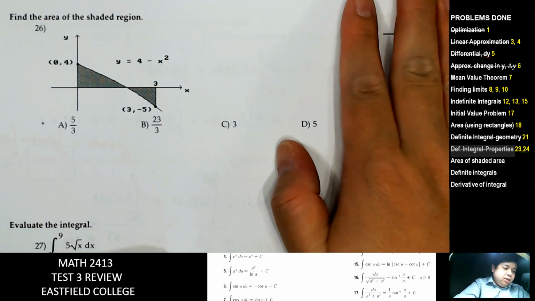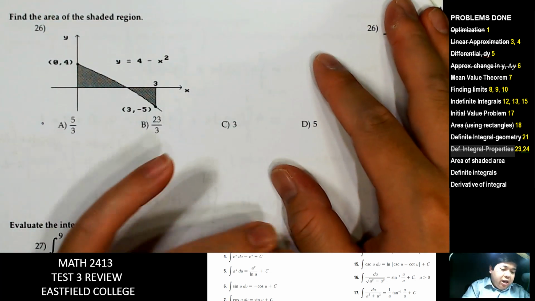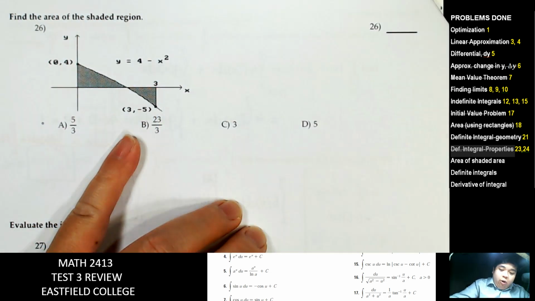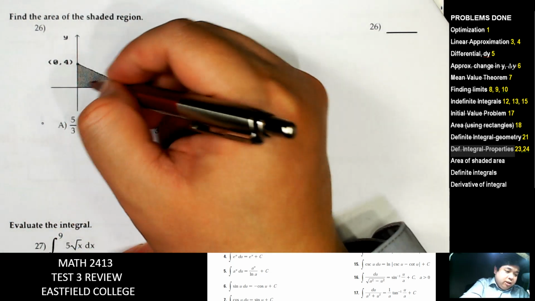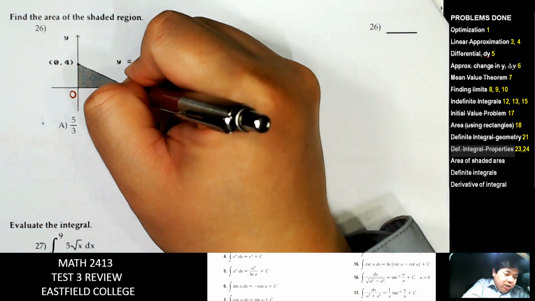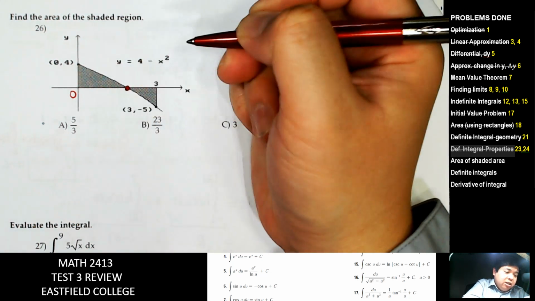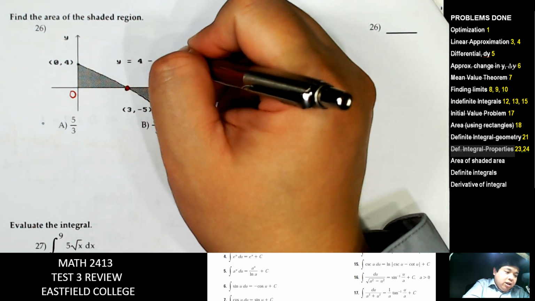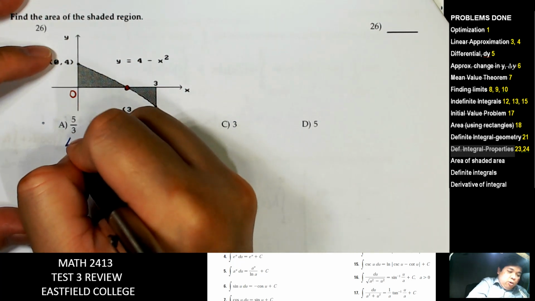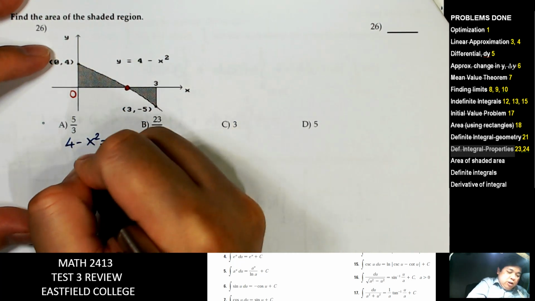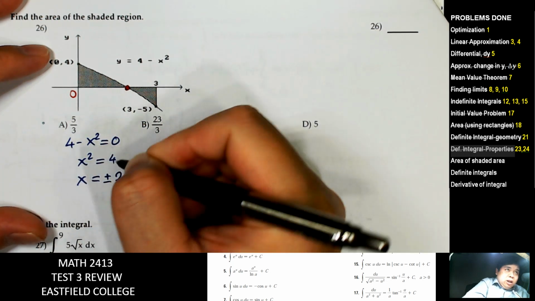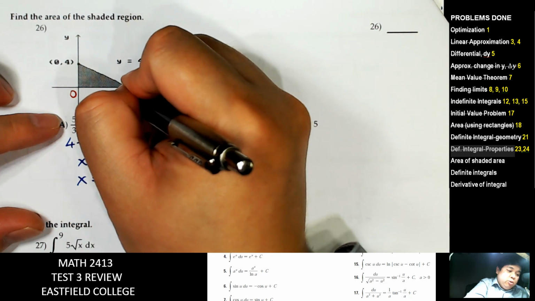Next, find the area of the shaded region. First, we have this function y equals 4 minus x squared, and it goes from 0 to 3. First, we have to know what is this intersection. So this is where this function equals 0. So we solve for that quickly. 4 minus x squared equals 0. So x squared is 4. X equals plus or minus 2. This point definitely has to be plus 2.